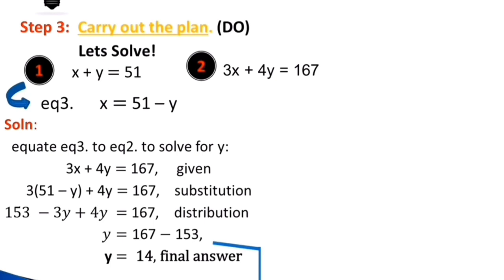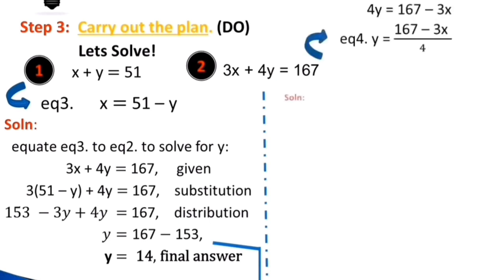Right now, in order to solve for the value of x, I am going to use equation 2 and create an equation out of it. Since I have the value of y, this time I am going to express equation 2 in terms of y. So I have here equation 4: y equals 167 minus 3x over 4. How? I just transfer 3x to the other side, it becomes negative 3x. Since I am concerned with y, I divide the whole equation by 4. So right now, I have equation 4.